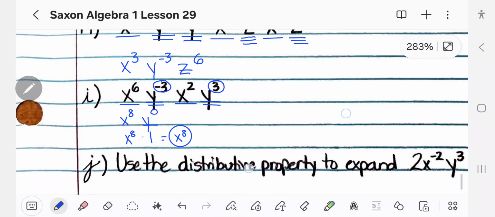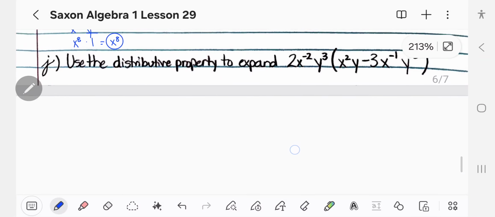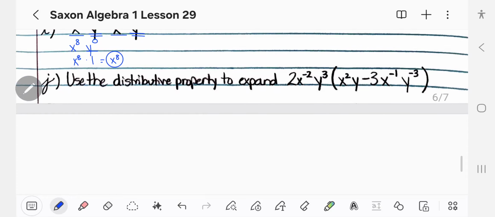Use the distributive property to expand this. Let's see if there's anything we can simplify. I don't think so. I don't see anything to the 0. So we have this factor on the outside times this term times this term. So let's start out here with this factor times this term. We have a number, so that's a coefficient of 2. We're going to do this x to the negative 2 times x to the positive 2.